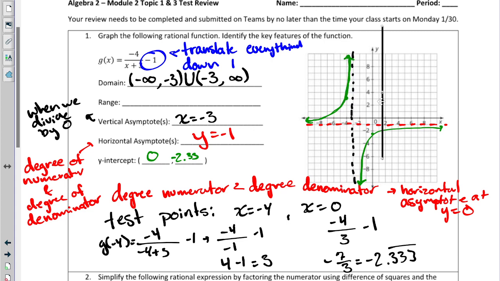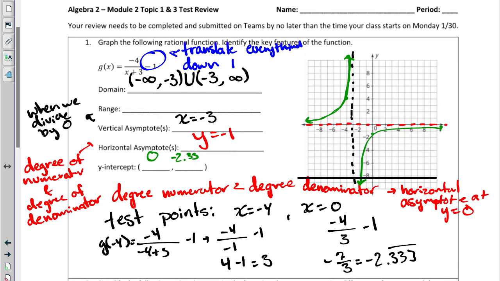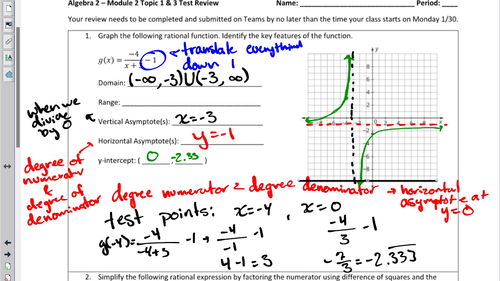Well, what about the range? The range is the same thing, but instead of left to right, we're going bottom to top. And so when I look here, this line goes down forever, which means I can go all the way from negative infinity until I reach my horizontal asymptote, which is right here at negative 1. And that's where I get stopped. But that's not the only place I can go, because I can actually go above it. I just can't be at negative 1.